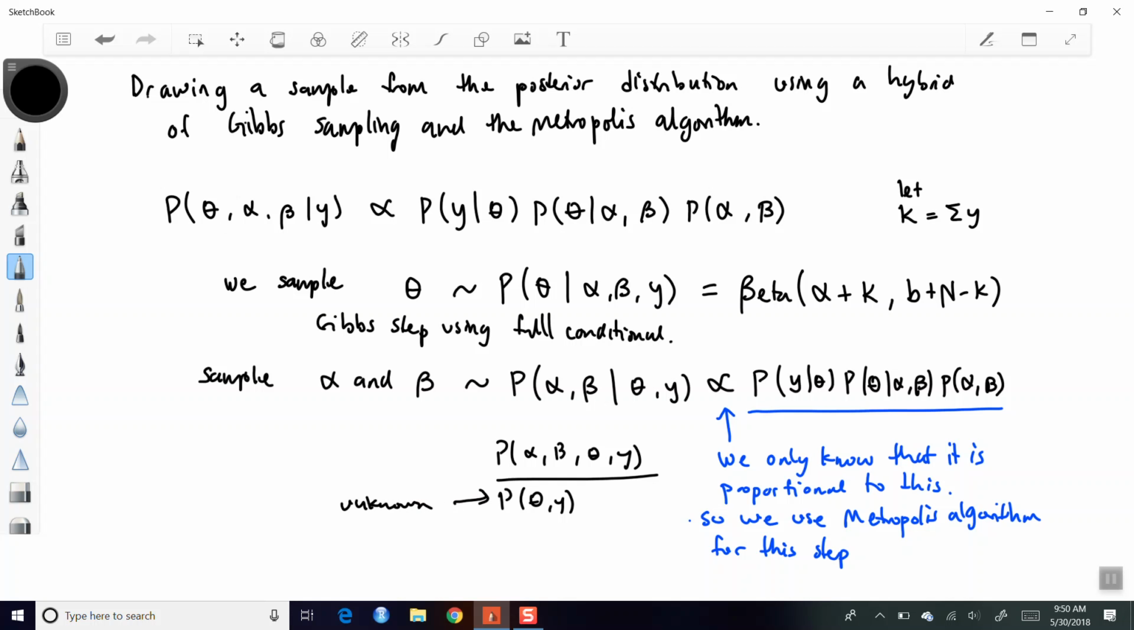So here it's a Metropolis algorithm of alpha and beta together, and so we would probably need to use some kind of multivariate Metropolis step there. Okay, is that all right?